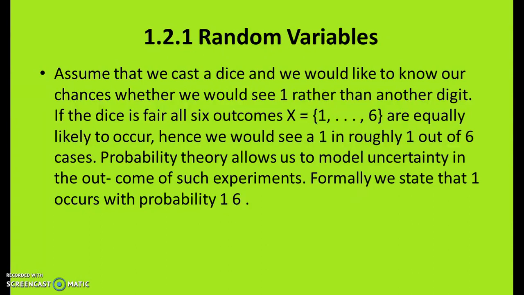Now, in probability, we'll first discuss random variables. Let's assume that we cast a dice, and we would like to know our chances of seeing one rather than another digit. If the dice is fair, all six outcomes, 1, 2, 3, 4, 5, 6, are equally likely to occur. Hence, we would see a 1 in roughly 1 out of 6 cases. Probability theory allows us to model uncertainty in the outcome of such experiments. Normally, we state that 1 occurs with probability 1 out of 6.